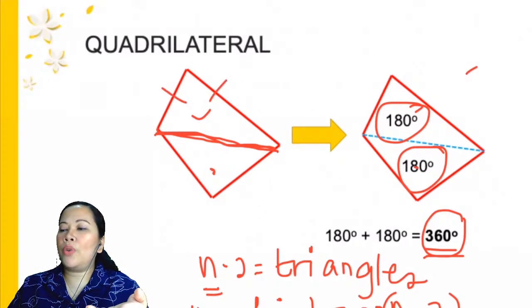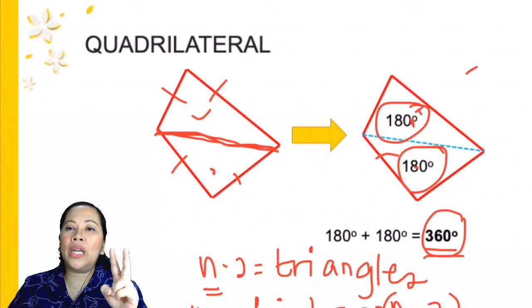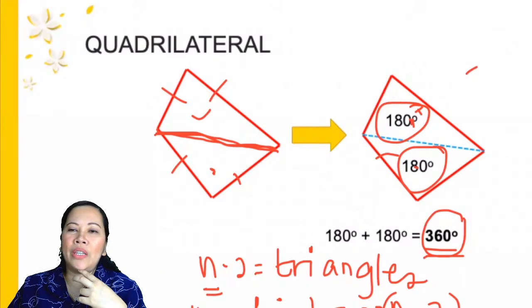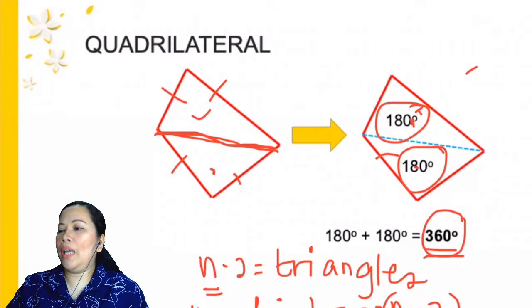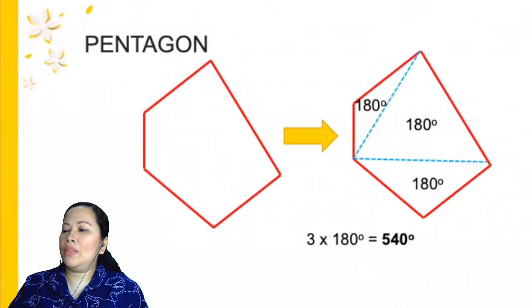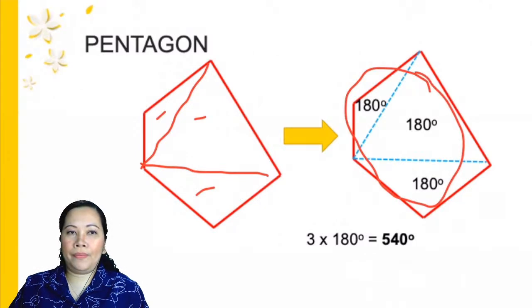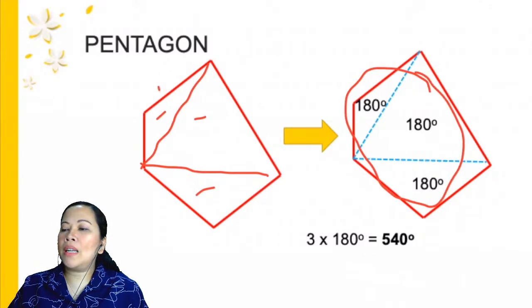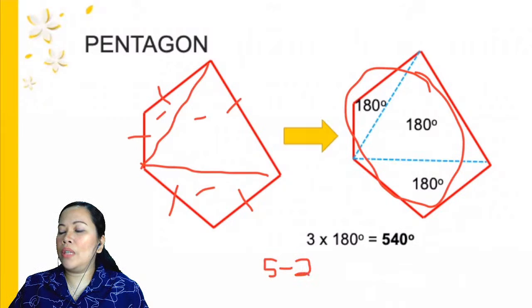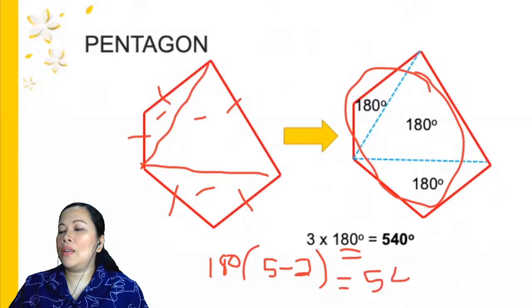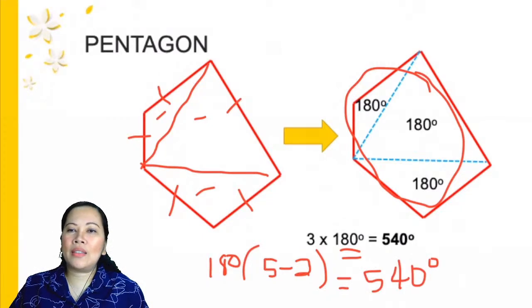So for this case, you have 4 sides. So that's 4 minus 2 is 2 triangles, and each triangle is 180. So just multiply it with 180. Okay. Let's move on to pentagon. If I convert that to diagonals, you have 1, 2, 3 triangles of 180. How many sides does a pentagon have? 1, 2, 3, 4, 5. So 5 minus 2 is actually 3, and 3 times 180 will be the sum of its interior angles.